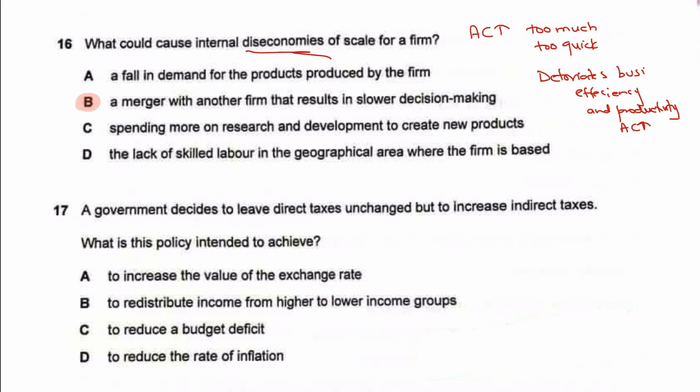B for boy, a merger with another firm that results in slower decision making. Because the thing is that when the decision making slows down, it would affect your business efficiency, your productivity of the business, productivity of the workers. Everything will go down the drain, and then definitely average cost will rise.